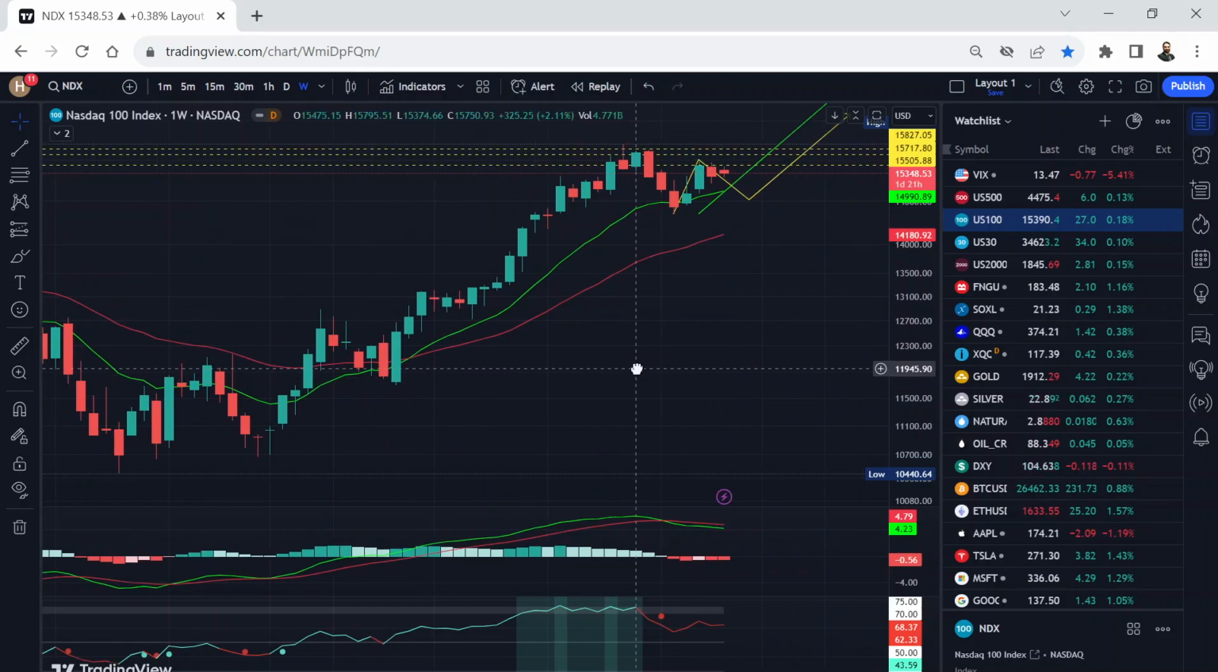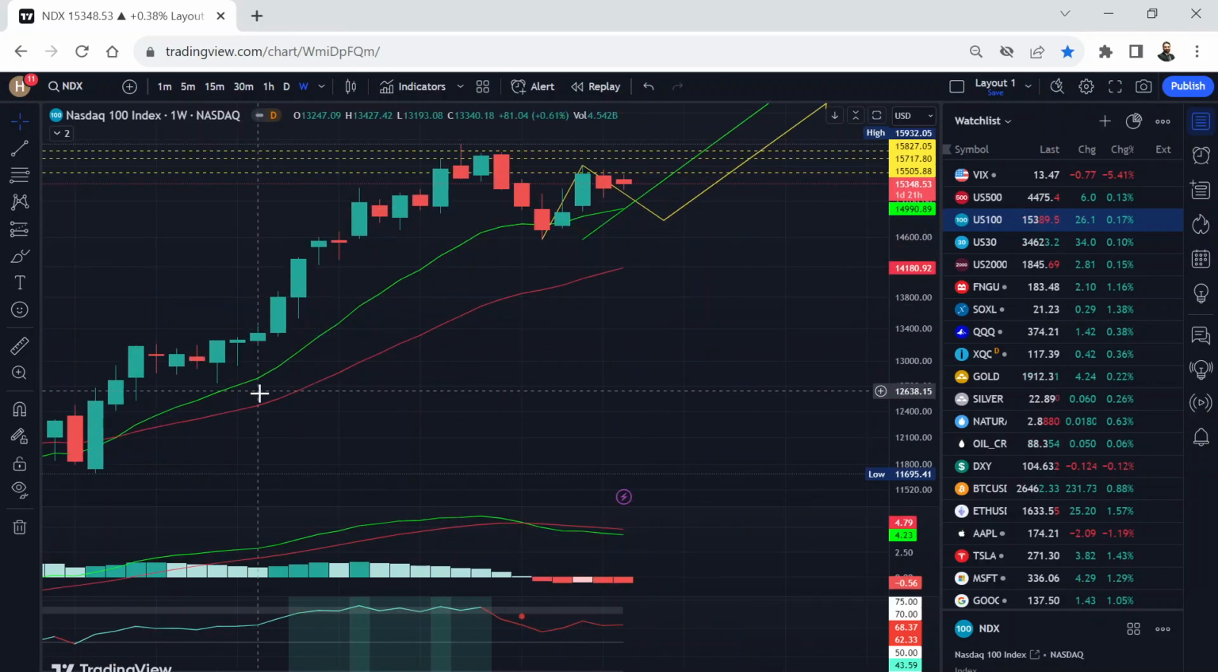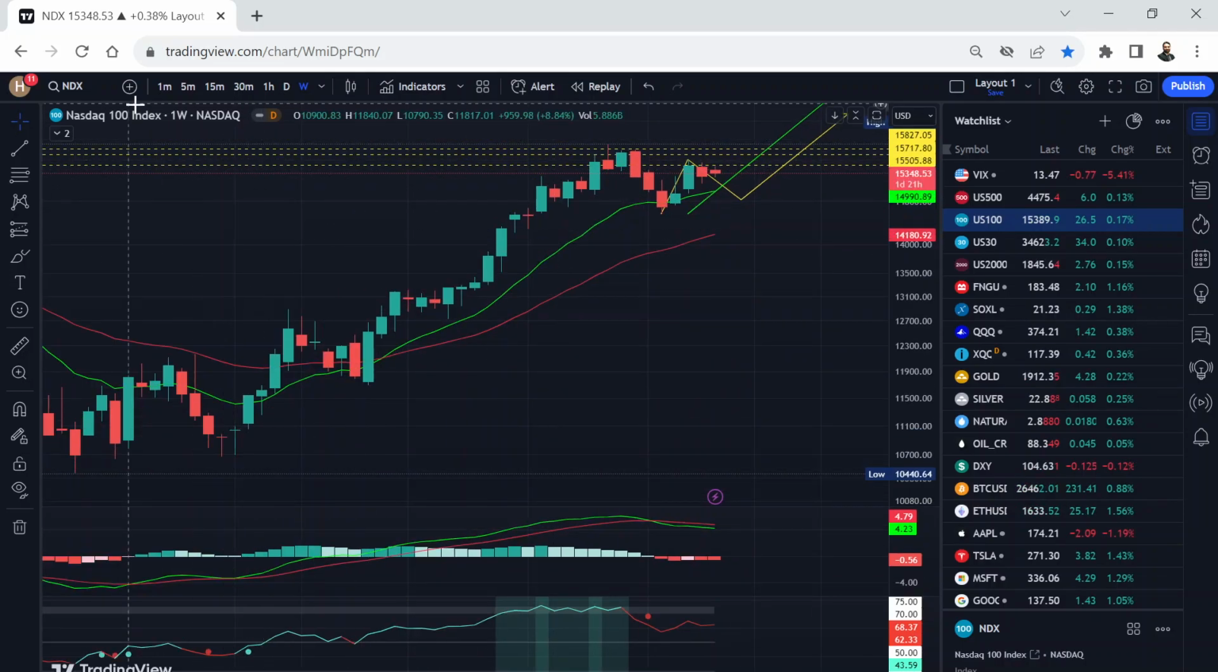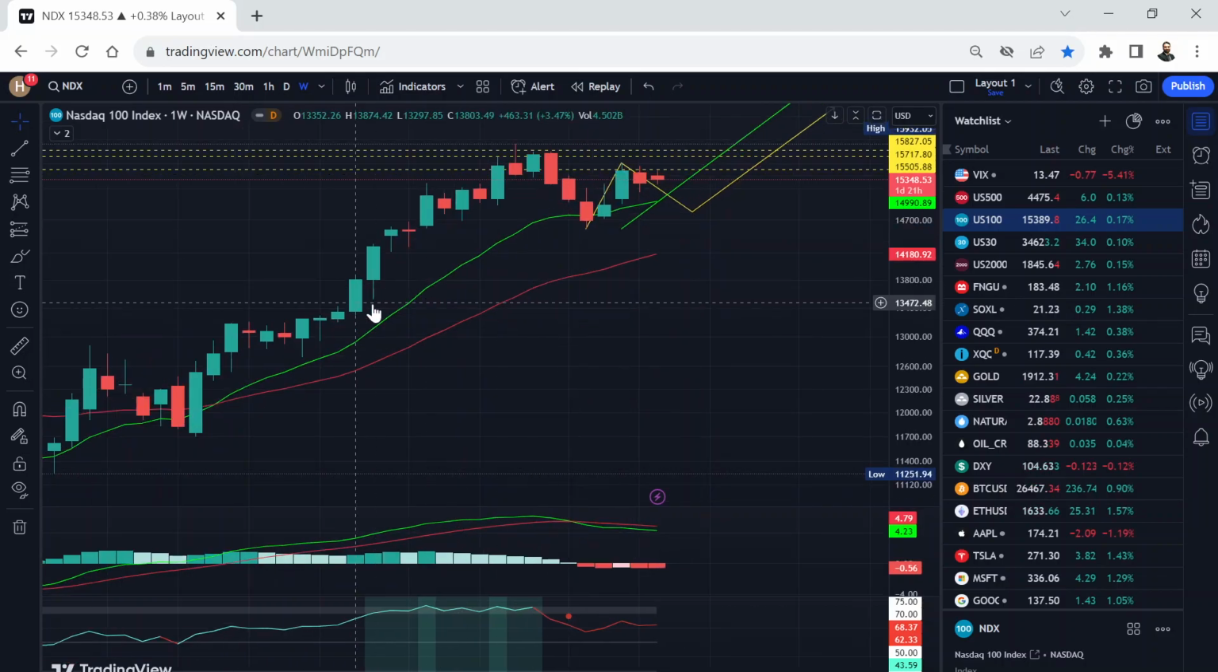I'm starting with the NASDAQ weekly chart. Focus on these two EMA lines. This is the weekly chart, and each candlestick represents a week of price action. This is the NASDAQ US tech stocks index, and focus on the green and red lines.